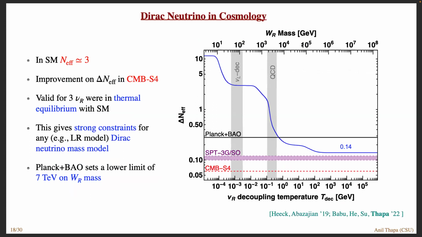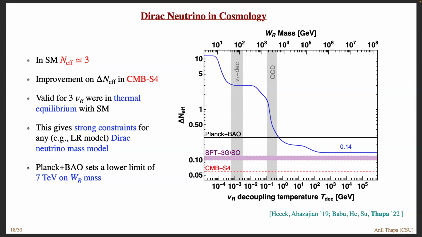Okay, in the standard model, N effective is 3. This N effective can be improved by CMB Stage 4. I don't know what the status of CMB Stage 4 is, different story, but it can be improved. It is valid if you have 3 right-handed neutrinos, since it changes the N effective. It is valid if the 3 right-handed neutrinos are in thermal equilibrium with the standard model plasma in the universe. If they are not in thermal equilibrium, then it's not valid, of course.